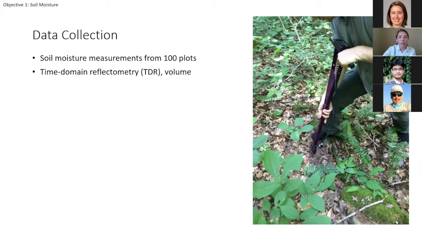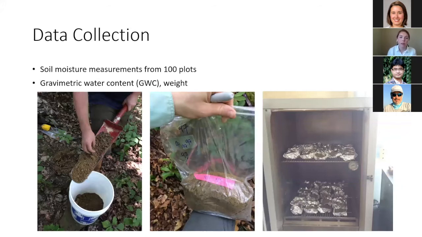In addition to these TDR measurements, we also took gravimetric water content measurements. That required taking soil samples from each of the 100 plots. I would then take a subsample and weigh that soil wet, then dry it for 24 hours, weigh it dry, and then I could calculate the gravimetric water content, which is a by weight measurement.